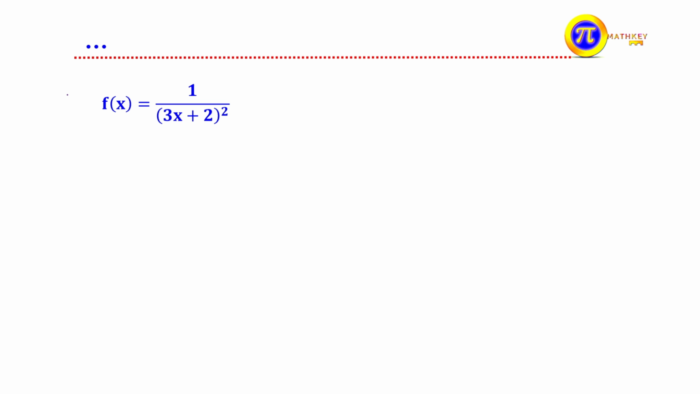It says f of x is equal to 1 over 3x plus 2 squared. We can express this as a formula, since 1 means the same base to the power of 0: 3x plus 2 to the power of 0 divided by 3x plus 2 to the power of 2 here. So we can take this exponent to the numerator since we make the same base, which is 3x plus 2 to the power of negative 2. It says 0 minus 2, that is negative 2.